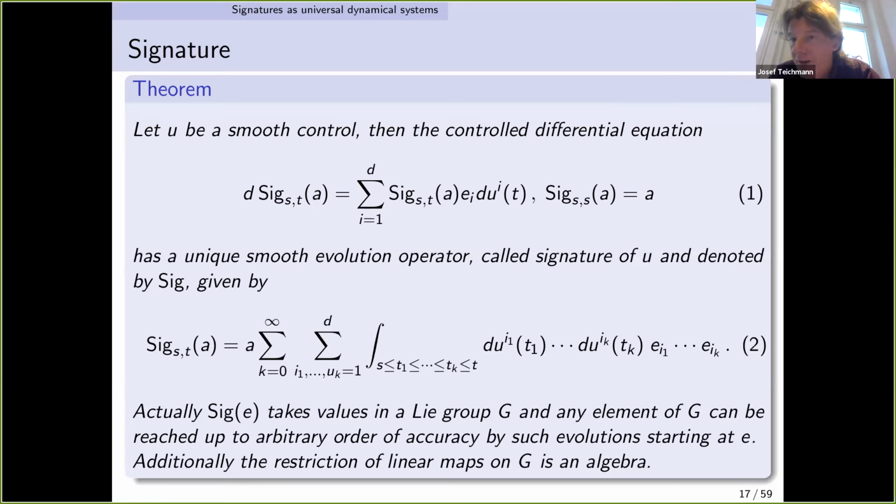I do not argue why that is the case, but it is an important fact in this theory that the iterated integrals, written as a formal power series for all times, actually take values in a group. So this means the multiplication of two such elements is again such an element. And this actually is nothing else than the uniqueness of solutions of controlled ordinary differential equations and the fact that the vector fields are tangent to the group.